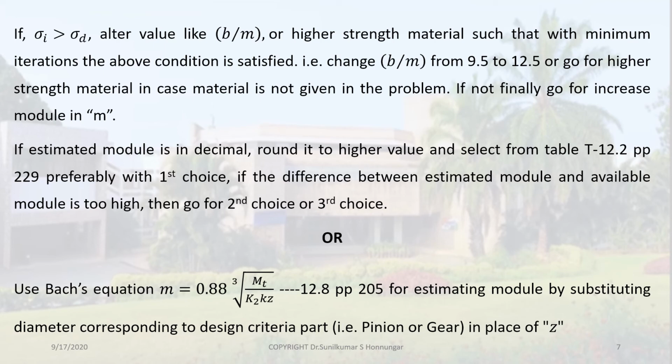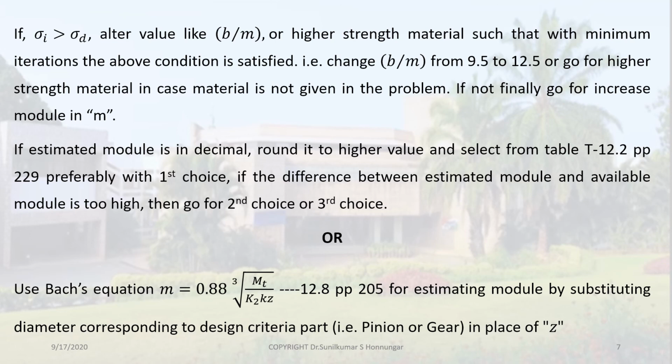Please keep a data book beside you while you are listening to the audio module of this video, so that it will be clear for you. You can pause, make your own notes, and then become comfortable. K2 is that strength factor. What is K? K is the width factor, b by m, the same thing you have done in the previous step. And Z is whatever the design criterion is; of that only you have to substitute.